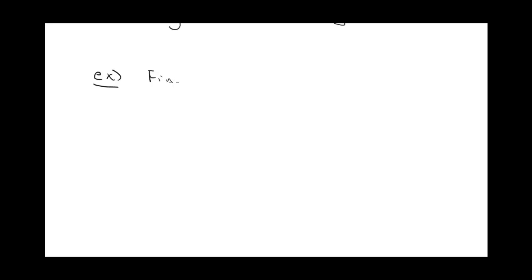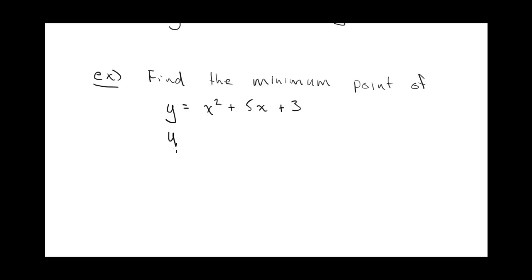Let's go with find the minimum point of y equals x squared plus 5x plus 3. Same process. Actually, before I start, so find the minimum point. The minimum point would be your vertex. Right? Your vertex is your minimum or maximum. In this case, you know you'll have a minimum because the coefficient in front of x squared is positive, meaning the parabola opens up, meaning it's a minimum. If the coefficient was negative, it would open down, and you would have a maximum.